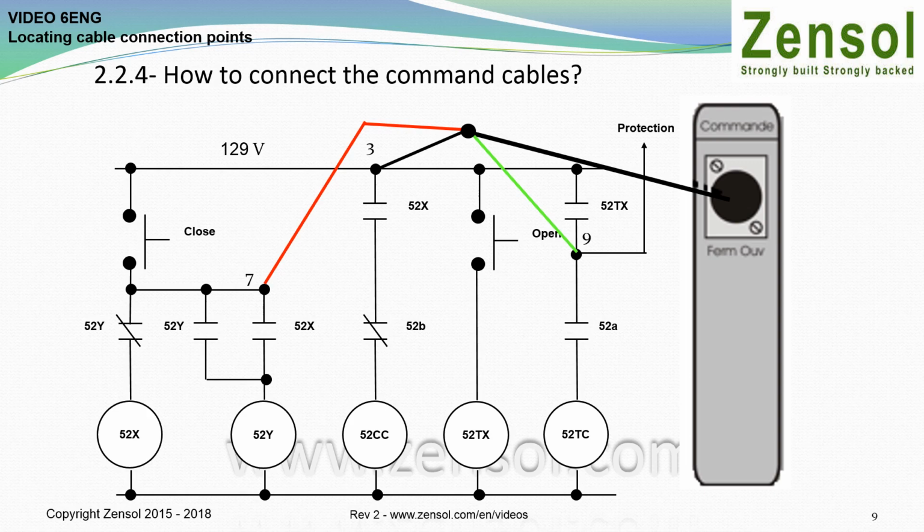Note that when the close command cable is connected to point number 7, the 52X intermediate relay lengthens the closing time, typically by about 10 milliseconds, and reduces the current drawn by the 52X relay coil. This may be corrected by connecting the close command cable directly across the 52cc coil.